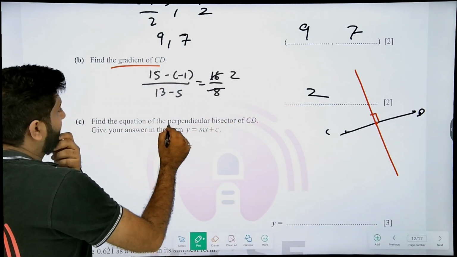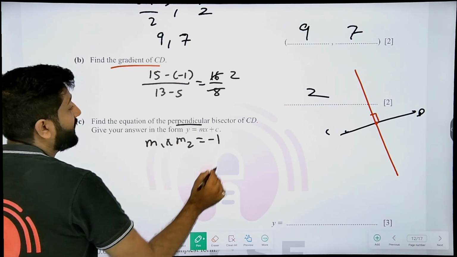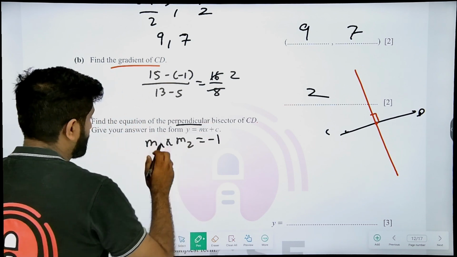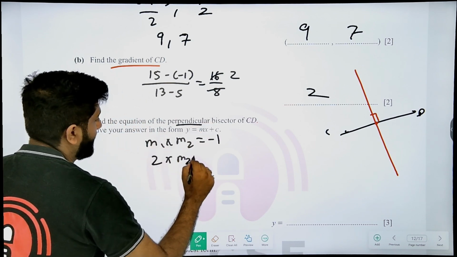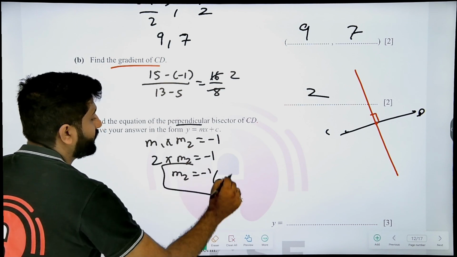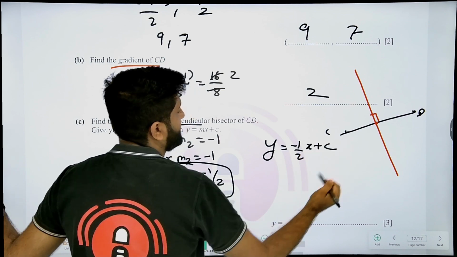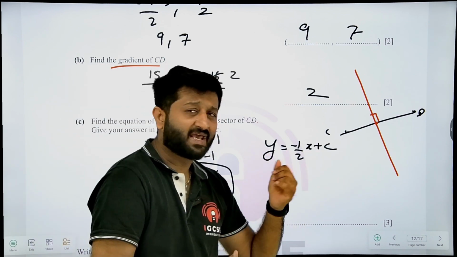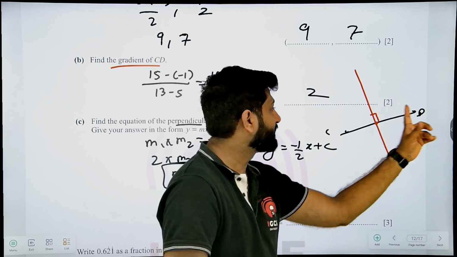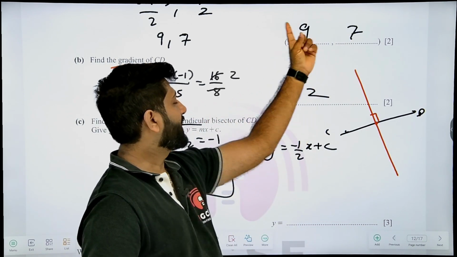Perpendicular means, I already know, whenever two lines are perpendicular, the product of the gradients is negative 1. So you can rewrite this as 2 into m2 is equal to minus 1. So m2 is negative 1 by 2. So you have y is equal to minus 1 by 2 x plus c. Now what are my x and y? x and y is nothing but the midpoint of C and D. Do I have the midpoint of C and D? Yes, I do. 9 comma 7.